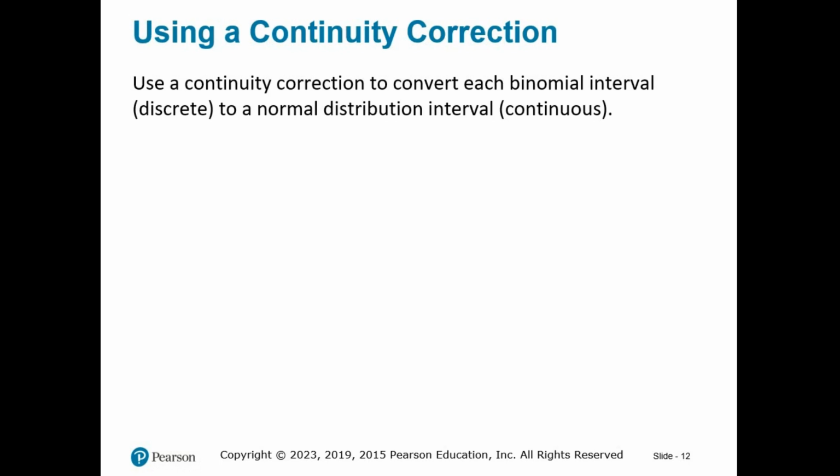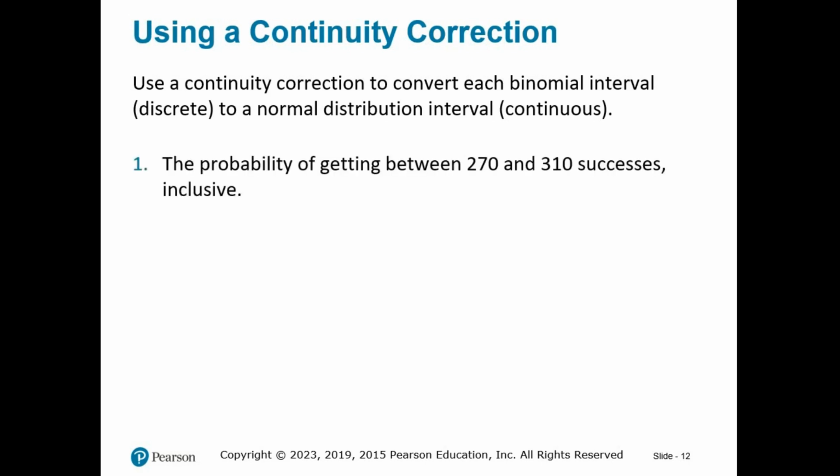First one, use a continuity correction to convert each binomial interval to a normal distribution interval. Number 1. The probability of getting between 270 and 310 successes inclusive. Now this one is wanting between two numbers. So in order to make sure we're including both the lower and the upper number, we need to leave some space on the outside at either end. How do we do that?